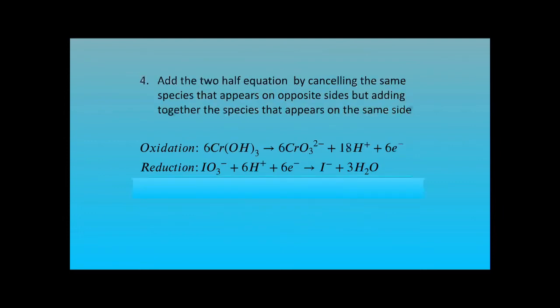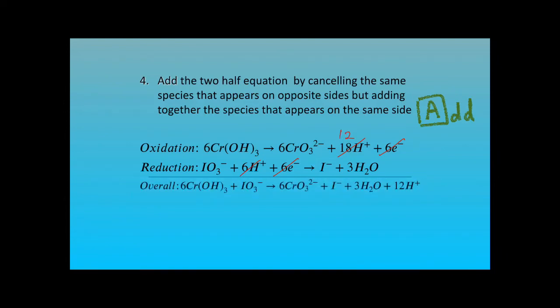Last but not least, the letter A means add. We add both the oxidation and reduction equations. Cancel the electrons. We should also cancel species that appear on the opposite sides and add together species that appear on the same side. In this equation, we cancel the electrons, and we cancel 6H⁺ on the left side with 18H⁺ on the right side. So, the remaining H⁺ on the right side now is 12H⁺. The overall equation will be as follows.